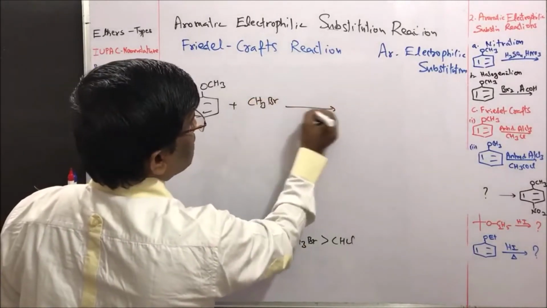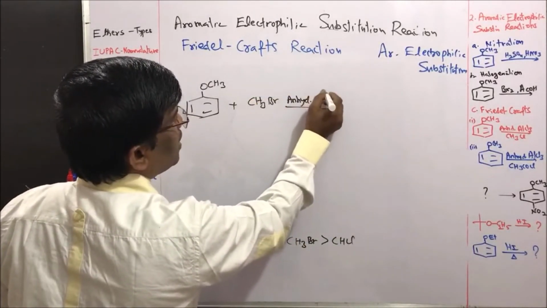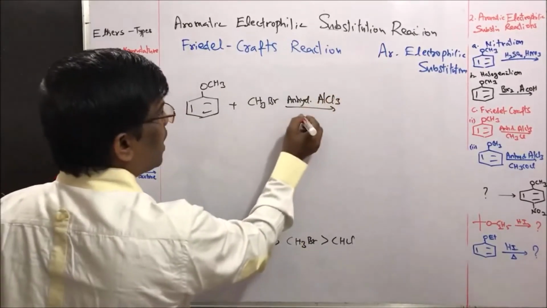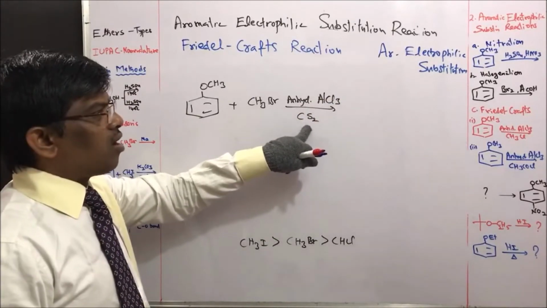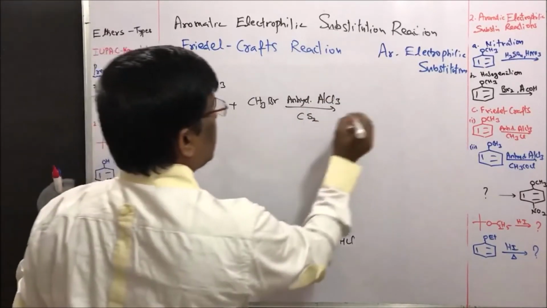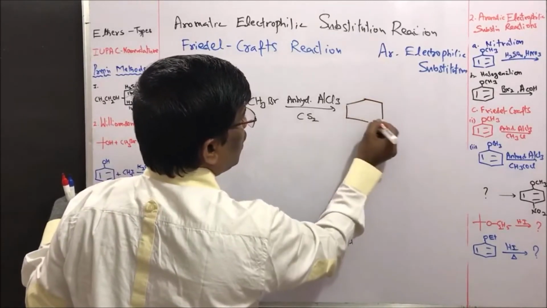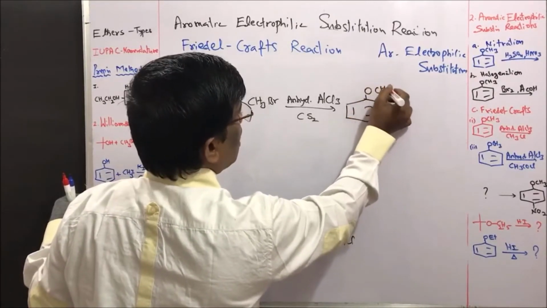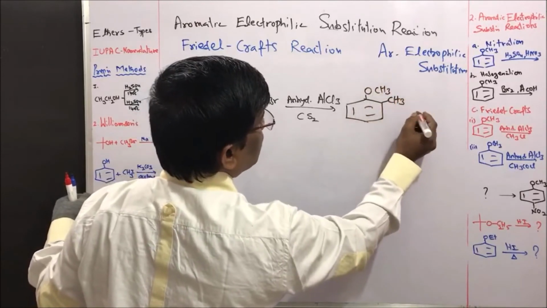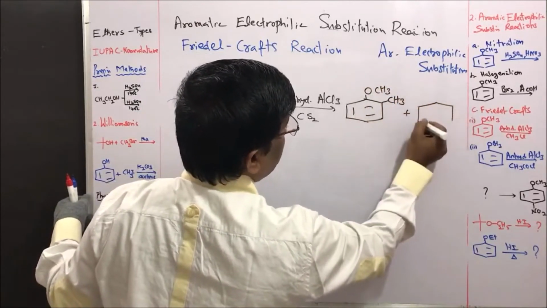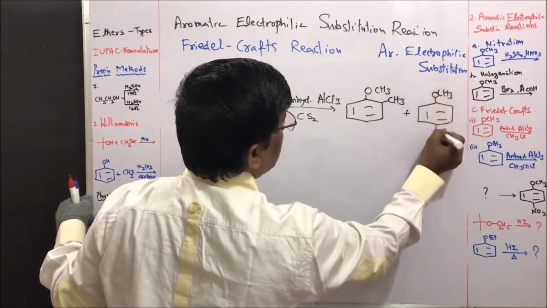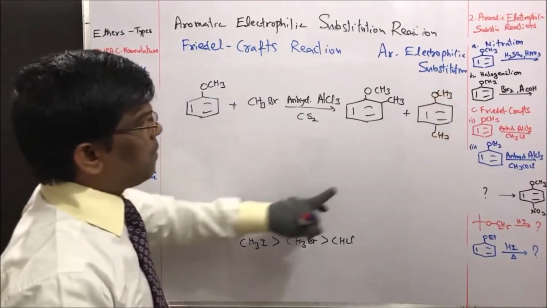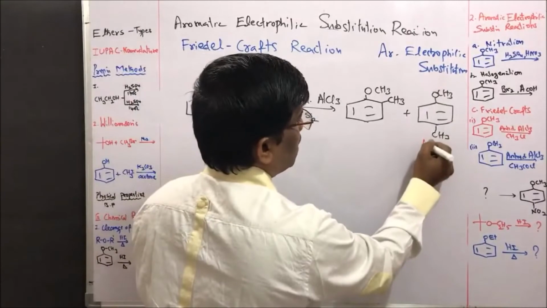Yes, and in the presence of anhydrous aluminum chloride, the solvent is carbon disulfide. Its boiling point is around 50 degrees centigrade. Take this carbon disulfide and do the alkylation of anisole. You are going to get a mixture of compounds: ortho-methyl anisole plus para-methyl anisole. And what is the ratio of these two? Usually it may not always be 90-10%, but the usual pattern is that para is going to be major, and this is ortho.